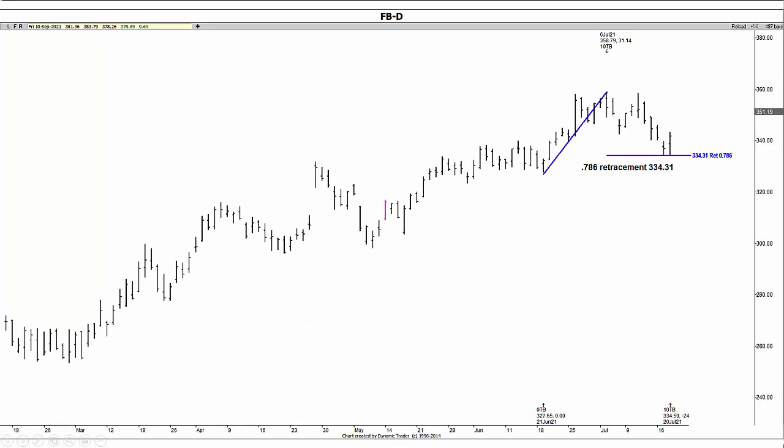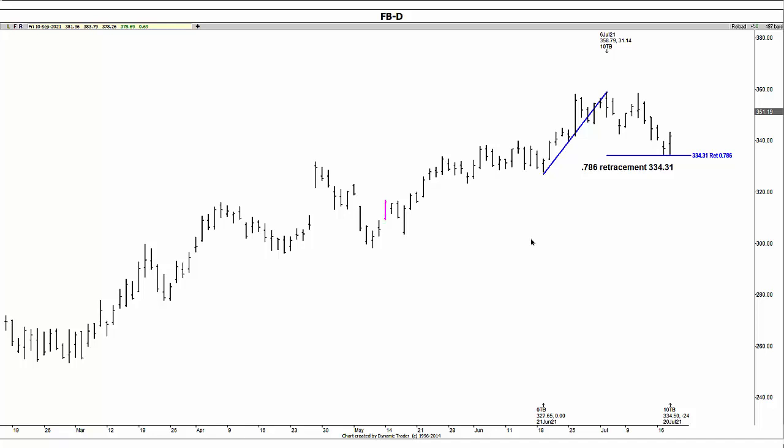This is also an old chart of Facebook, since now we're looking at Meta instead. Now in this case, I started looking for support when the market started pulling back. So I ran a retracement of a prior low to high swing. We ended up having the .786 retracement come in at 334.31. Okay, so that was one level for possible support.